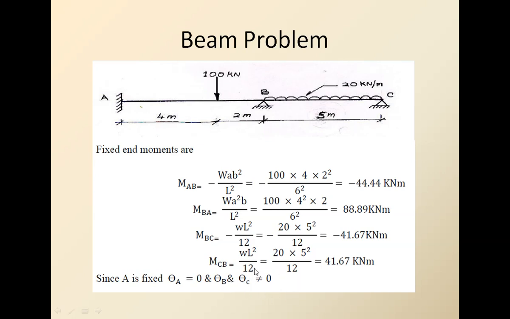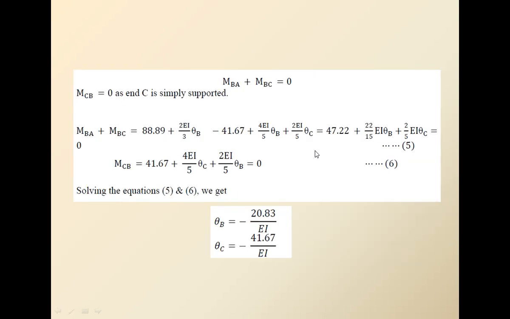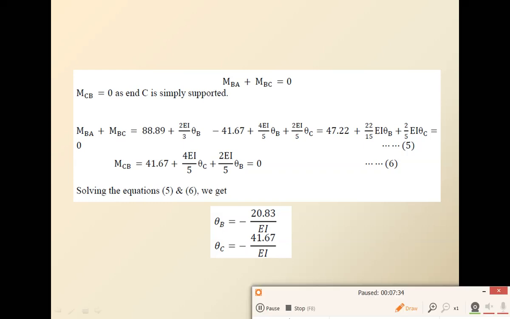So in this problem, theta B and theta C are the unknown rotations. So you have to write the equilibrium condition for the support B as well as C. At support B, MBA plus MBC is equal to 0, and for support C, MCB is equal to 0. There are two equations of equilibrium. We have two unknowns, theta B and theta C, and two equations of equilibrium. So theoretically you can solve this problem.